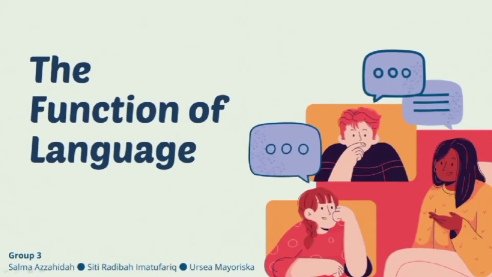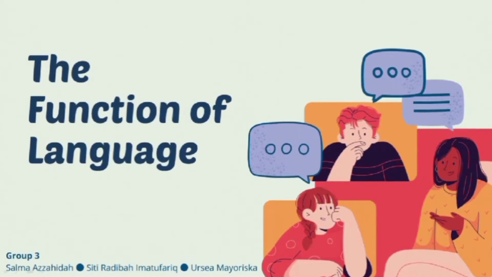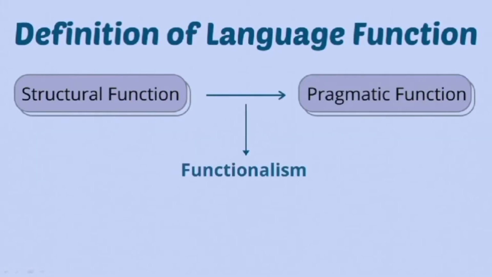Here we are going to explain the function of language. Definition of language functions. Viewed from the language aspect as a means of communication, two types of language functions can be distinguished, namely structural function and pragmatic function. These two functions are related because every structural function is related to a pragmatic function. The flow is known by the name of functionalism.